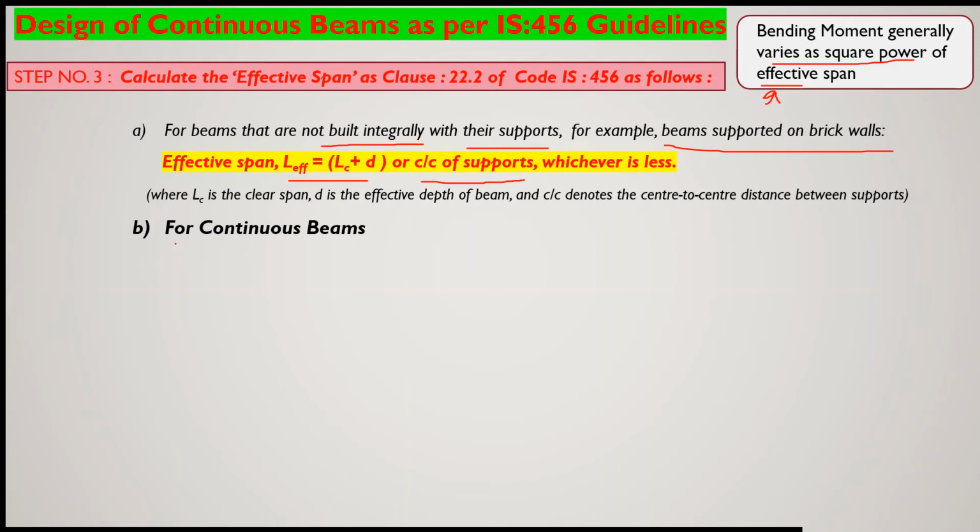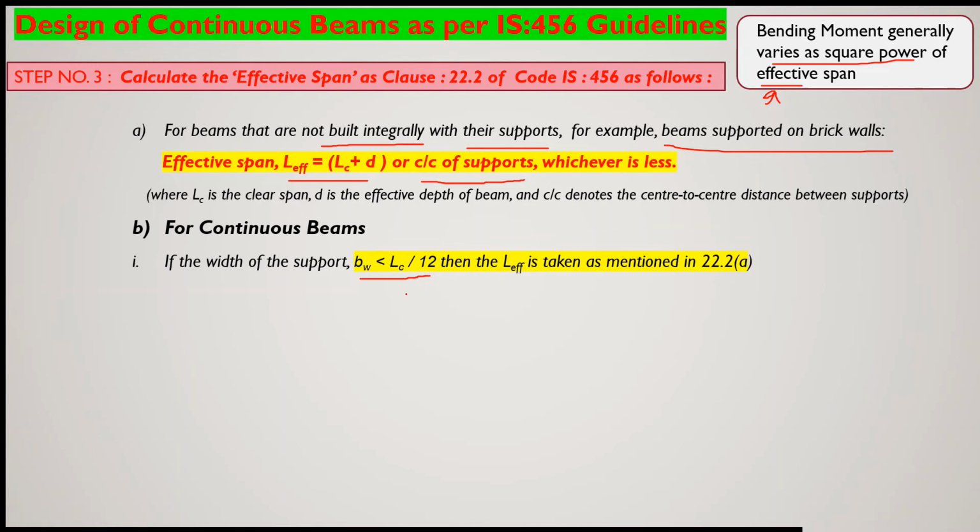Secondly, where we are more interested in this semester, that is the continuous beam. Now what is the guideline recommended by the code for deciding the effective span for a continuous beam? The very first step is, here the code is restricting a few things. There is a continuous beam which is supported on various supports. Now if the width of the support is less than LC by 12, LC meaning clear span, then you can take the effective length of the span as we have already mentioned in the first step, that is 22.2a. So you can follow these guidelines.